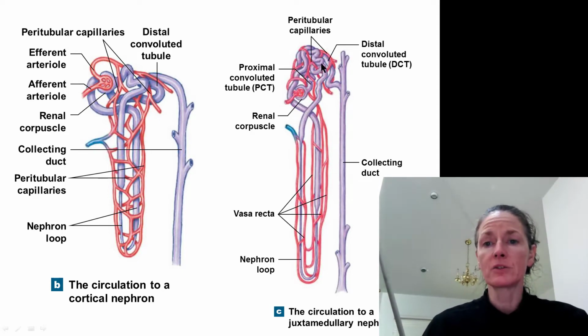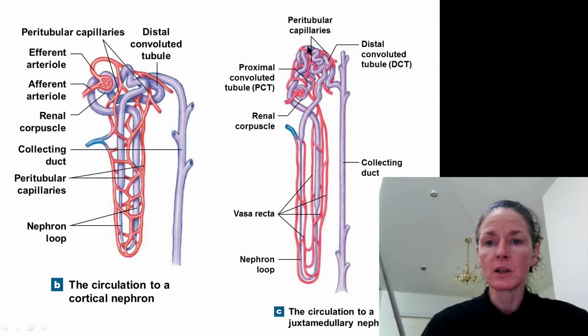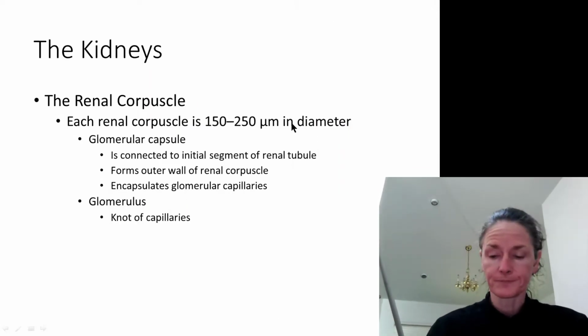Now, then we have our distal convoluted tubule that we can now follow. Where did it go? So our distal convoluted tubule, which is now here, goes around, there it is, and we can follow it out to the collecting duct.